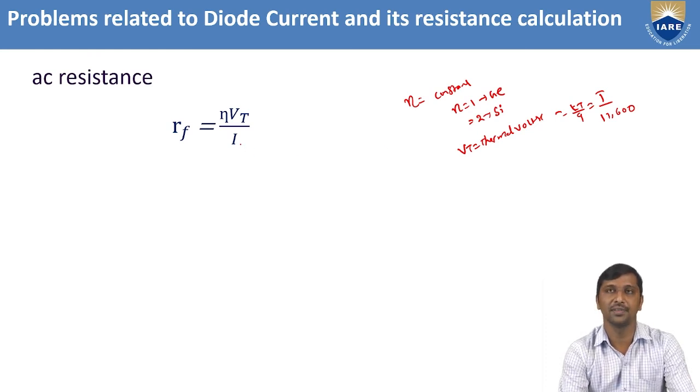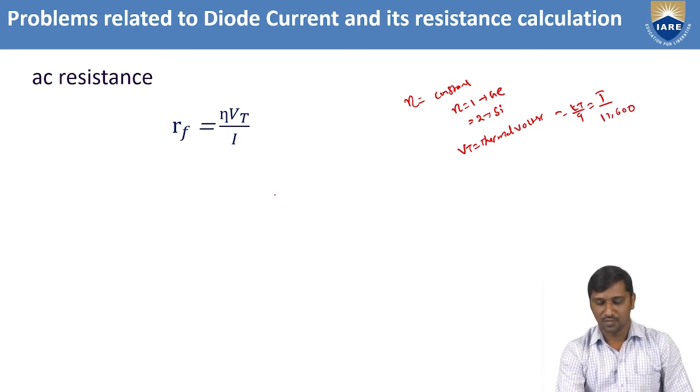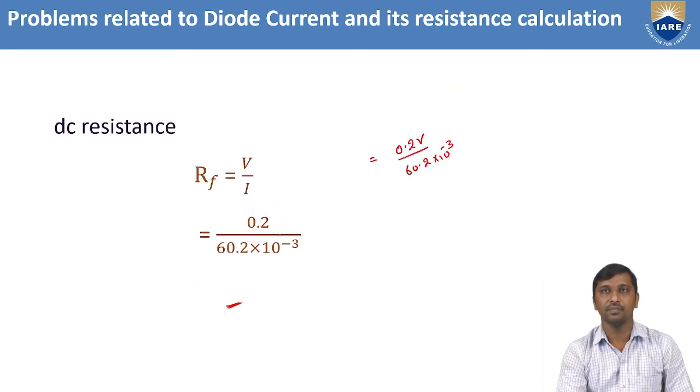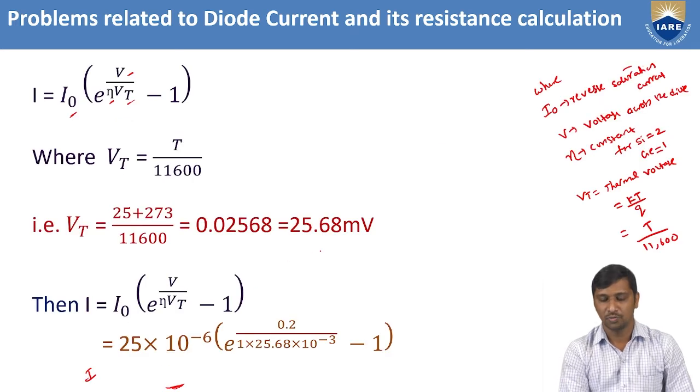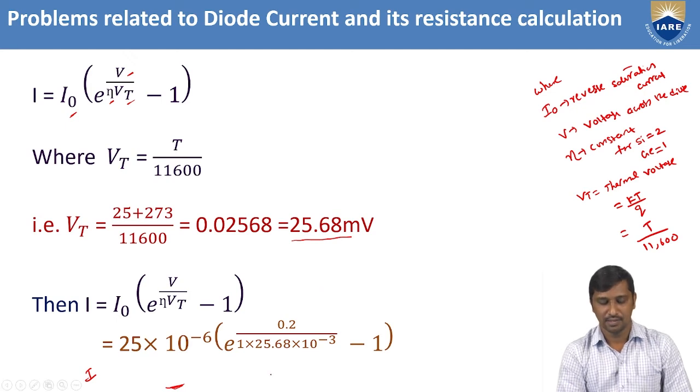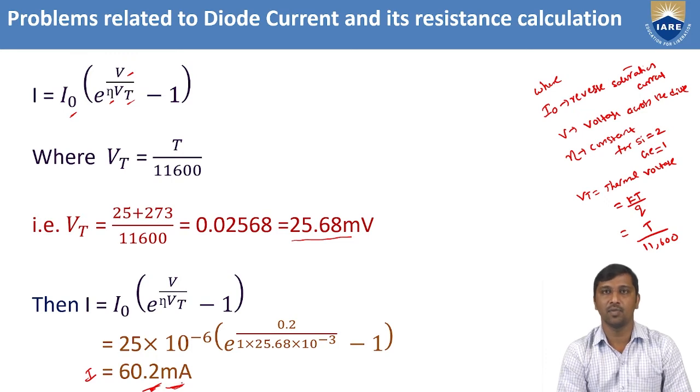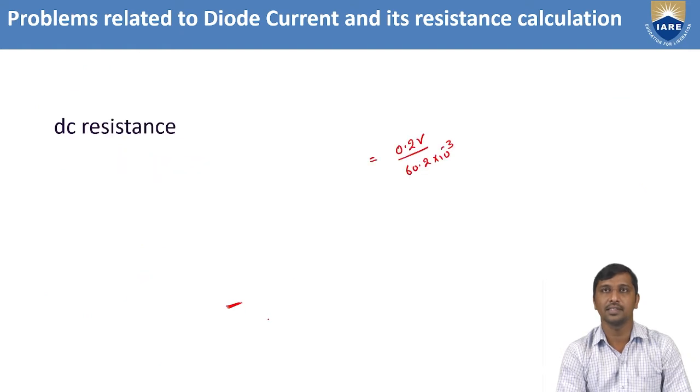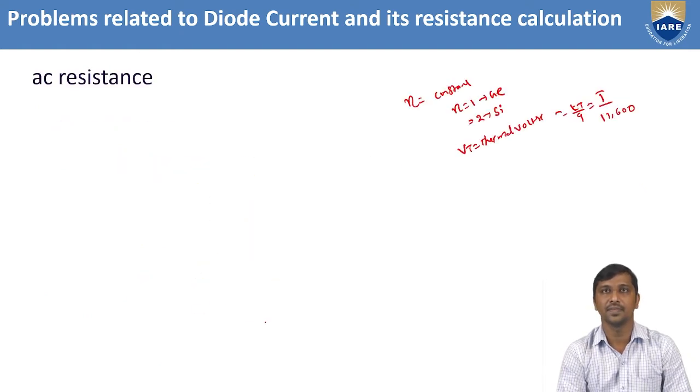I means the diode current, which we also observed here. So what are the values we observed? Vt is 25.68 millivolts, and I is 60.2 milliamperes. Now we need to substitute these values in the AC resistance representation. What is AC resistance? Eta times Vt by I, where eta is a constant.